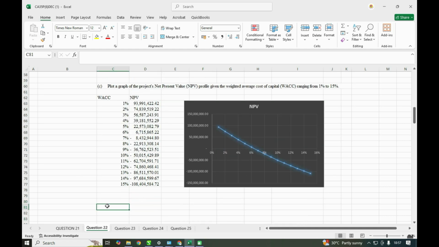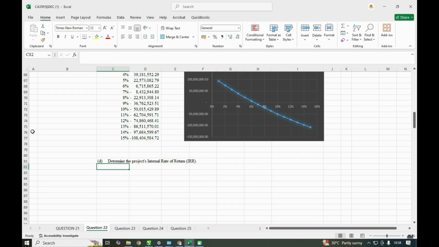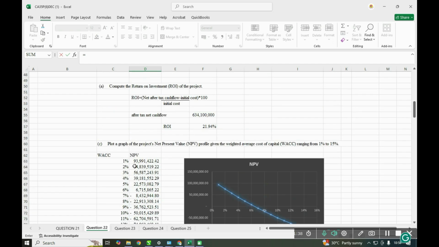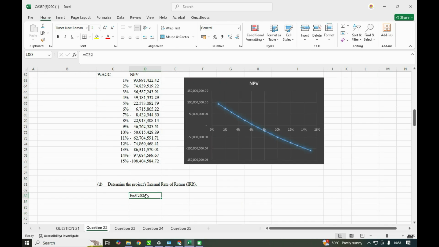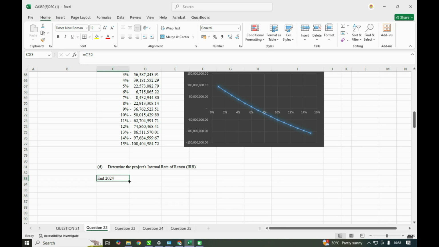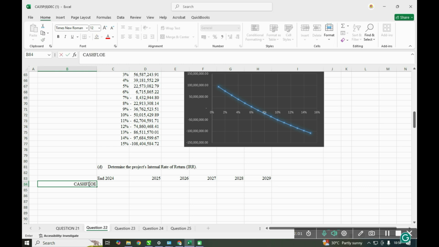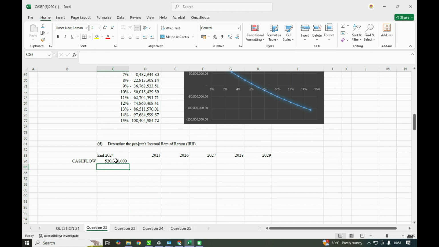Then the other number D of our question, we determine the project IRR, the project internal rate of return. So we have our cash flow. So we shall have our year first. Here, the way they are here from end of 2024, supposed to be here that way, and I will drag this up to that. We shall have our cash flow, and our cash flow here we have this. These are our cash flows that we have here.